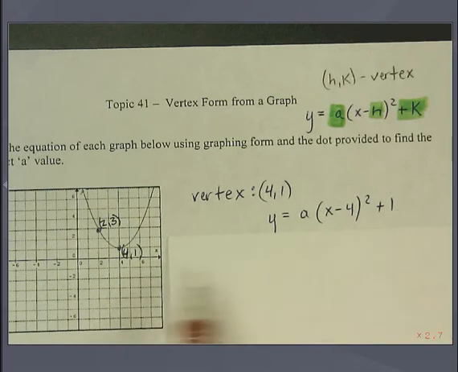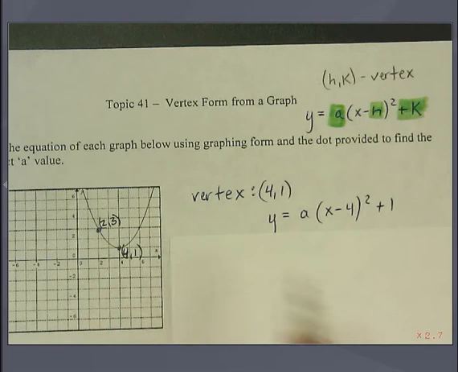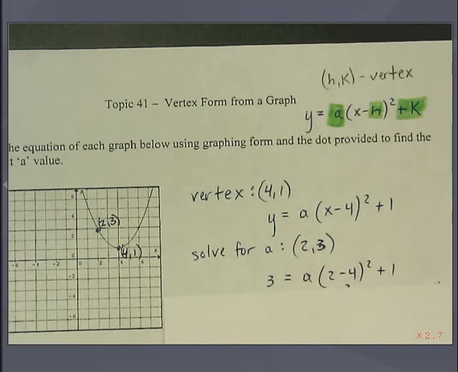Then we go back to our graph and find another point that the parabola goes through. Typically, we will give you a clear point. It will be obvious where the parabola passes through. On this one, it's 2, 3. So we're going to substitute in 2 for x, 3 for y. So we're writing 3 equals A times 2 minus 4 squared plus 1.